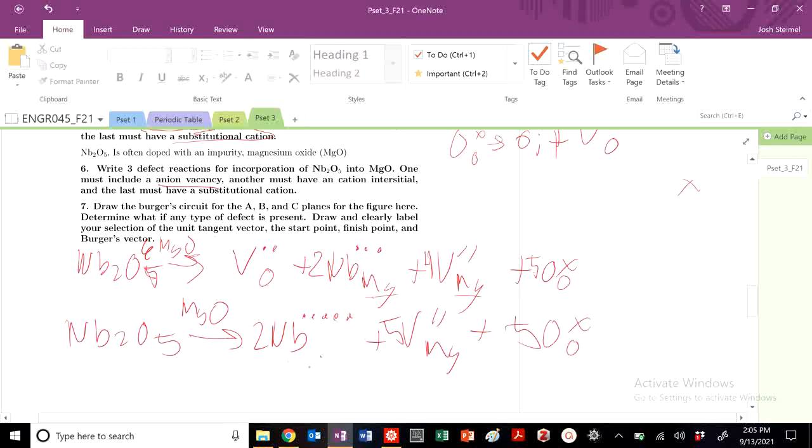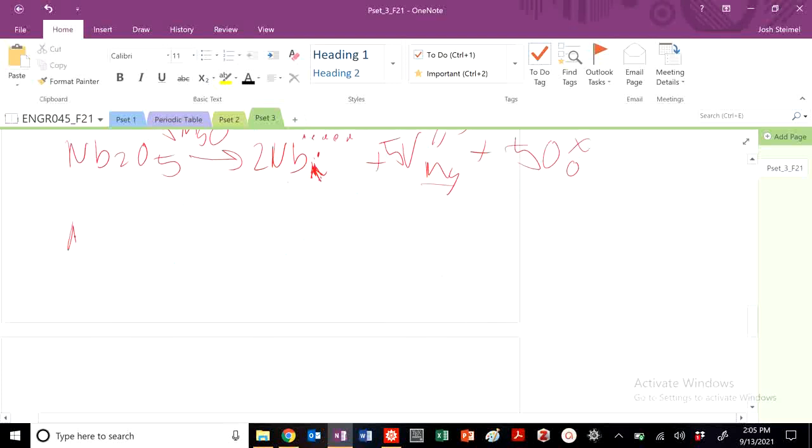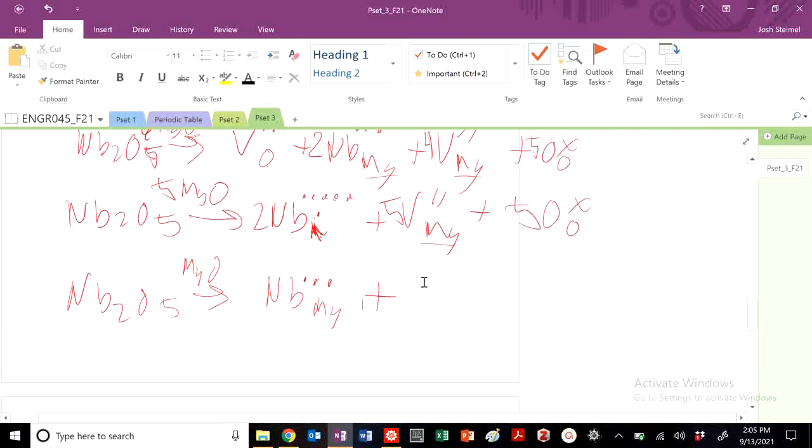Let's look at my 2 niobiums. Oh, excuse me. Interstitial. Yeah, I got deleted in one. So niobium interstitial, and then 5 Mgs, 5 oxygens. Good. And then finally, the last one must have a substitutional cation. So let's go ahead. So Nb2O5 goes to Nb on Mg. So 1, 2, 3 plus. I'm going to do actually just simply a vacancy in Mg.